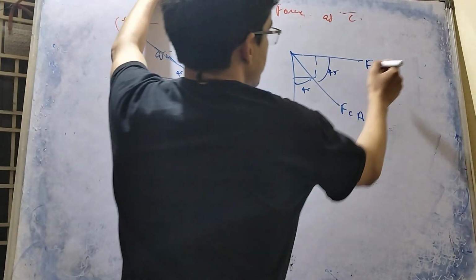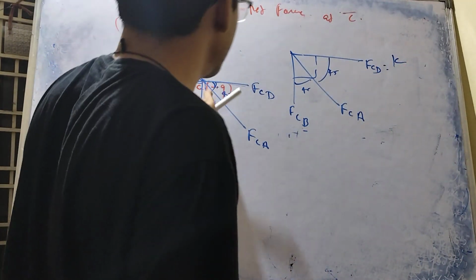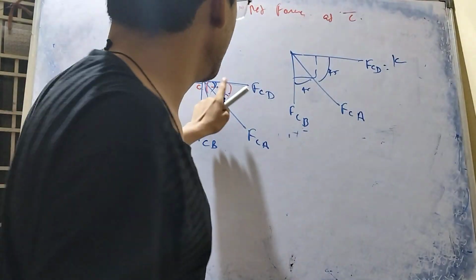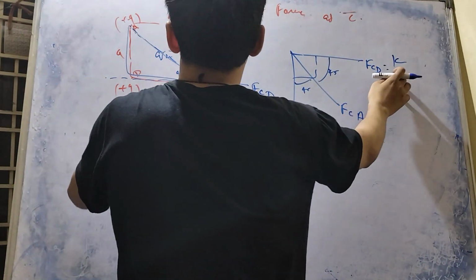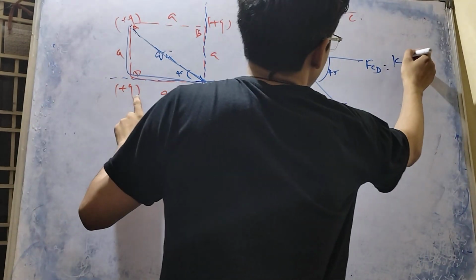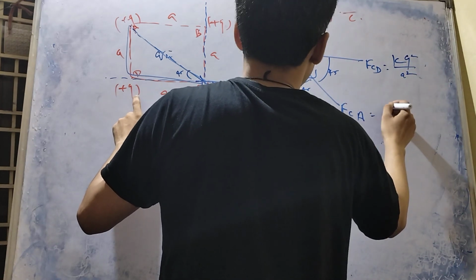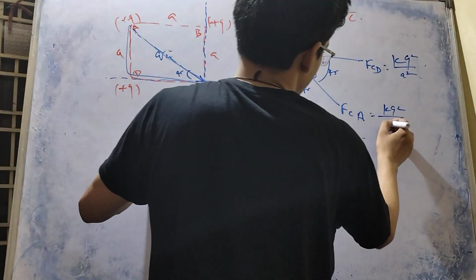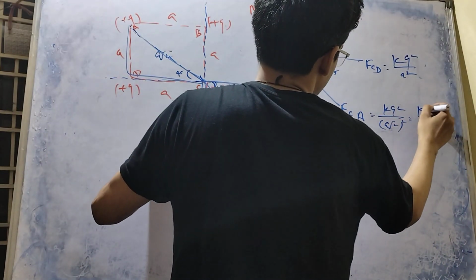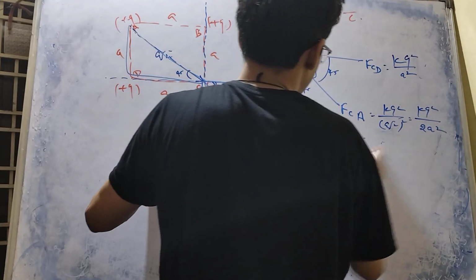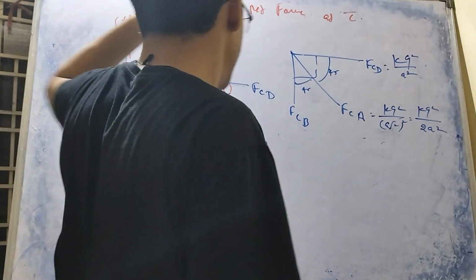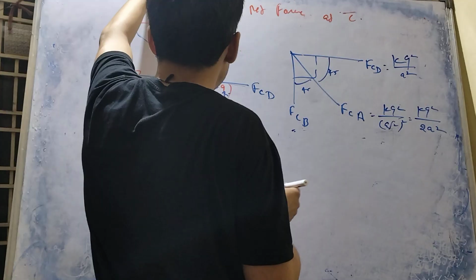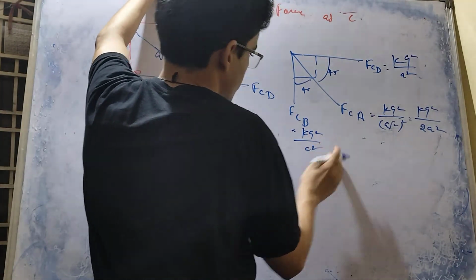Okay, so tell me what is FCD? QC. Check QC is Q, minus Q. But simply I told we have to take only mod value. So Q. Here Q, and here also D. Q. Q square by A square. Here also tell me Q square by, what is AC value? A root 2. Check. This will be A root 2 square. This will be Q square by 2A square. Here tell me FCB. FCB is, tell me, Q square by A square, right?